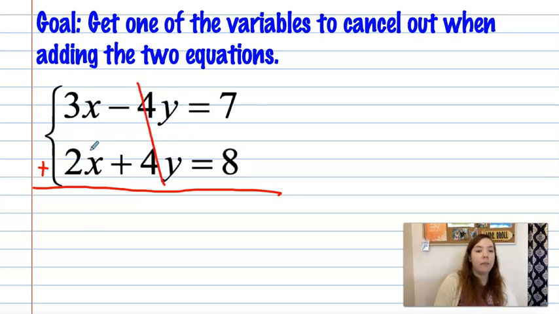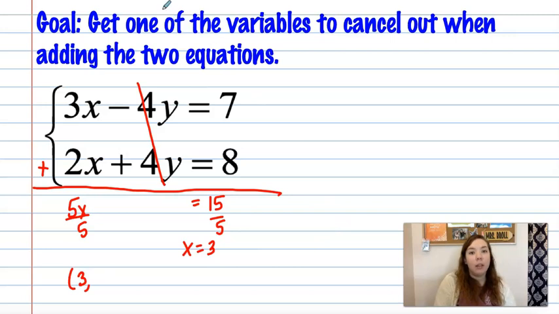I take 3x plus 2x, I'll get 5x. 7 plus 8 is 15. And then we'll divide by 5 on both sides. X equals 3. And I still need to find y. I can use either equation. I'm going to use the bottom one, but you get the same answer no matter which one you use.